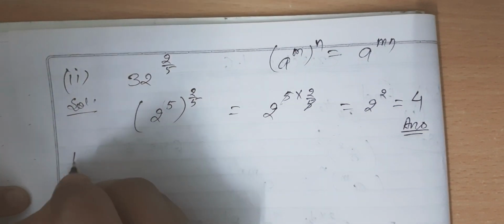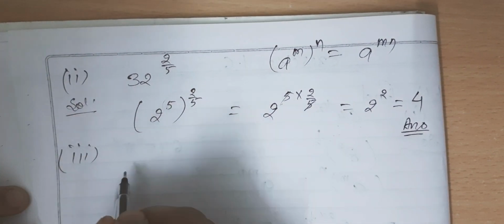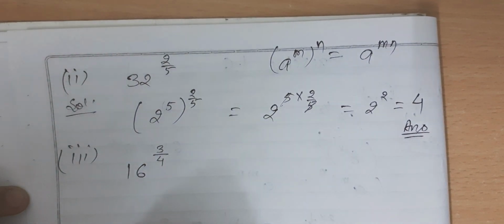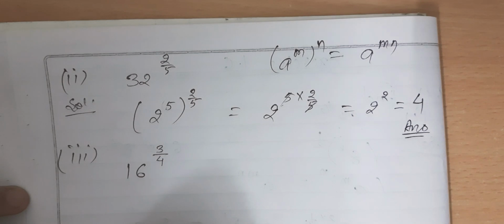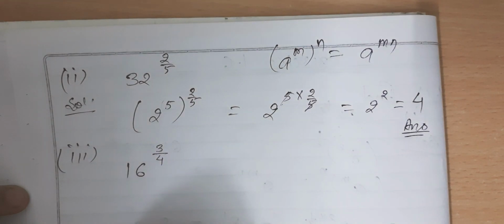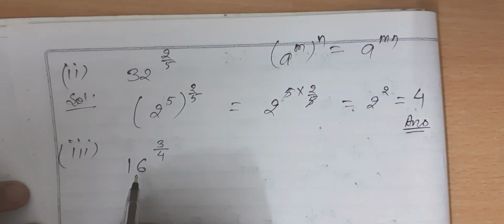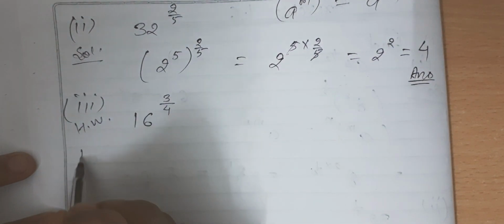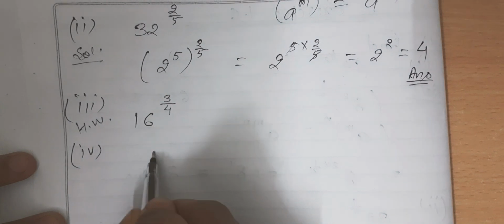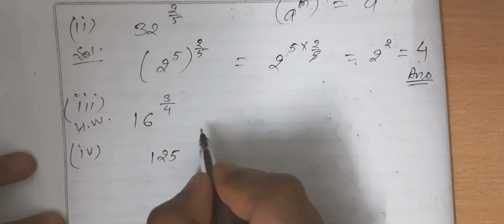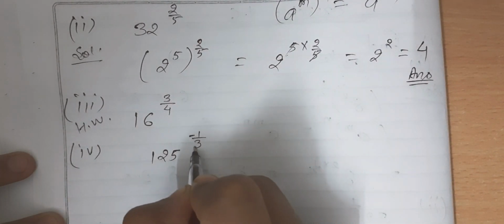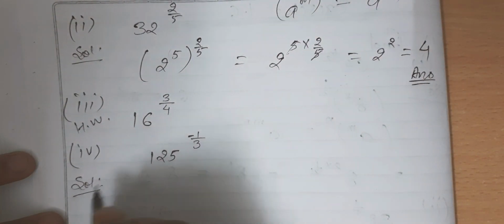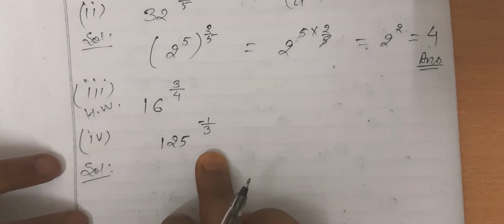Okay. Now the third part of this question is 16 raised to the power 3 by 4. I want you to solve this one. Okay, so this is for homework. And the fourth part I will solve: 125 raised to the power minus 1 by 3. Here the power is minus 1 by 3.